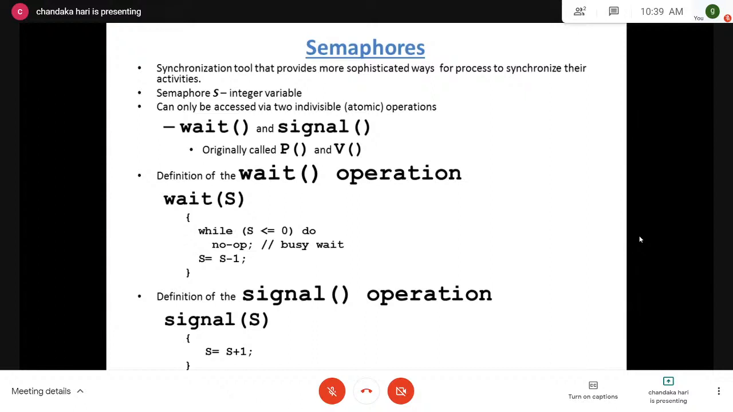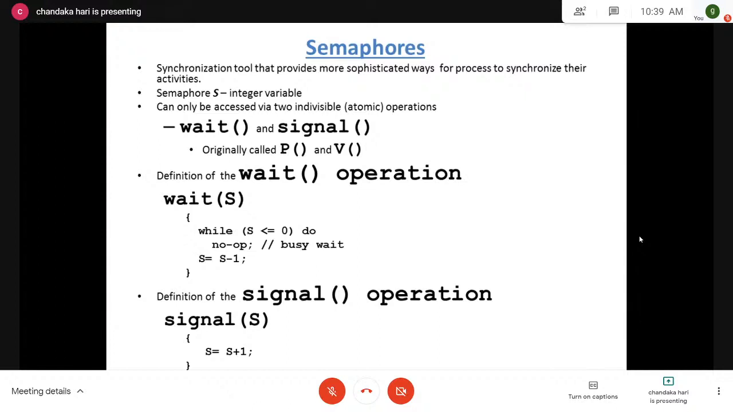So now, sir, how can I access this particular semaphore variable? If any process requires a common resource, it first of all issues a wait system call to the operating system: I am waiting for this semaphore variable. Then the operating system checks the semaphore value. If it is equal to 1, it immediately sanctions that particular resource.